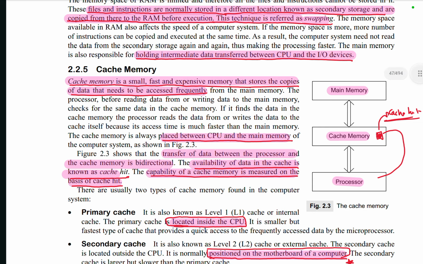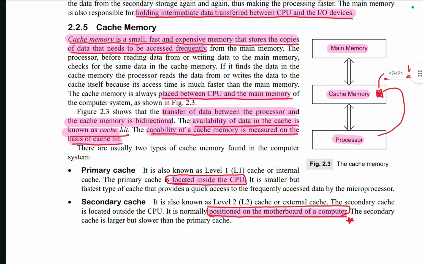Cache memory. Input-output devices are also called peripheral devices. Cache memory is a small, fast, and expensive memory that stores copies of data that need to be accessed frequently. It is placed between the CPU and the main memory. Transfer of data between the processor and the cache memory is bidirectional.